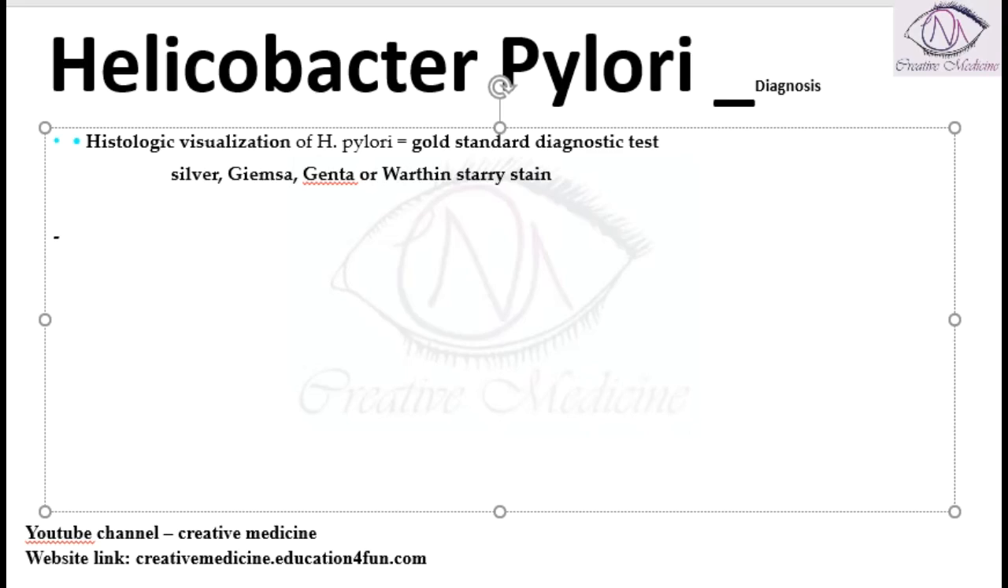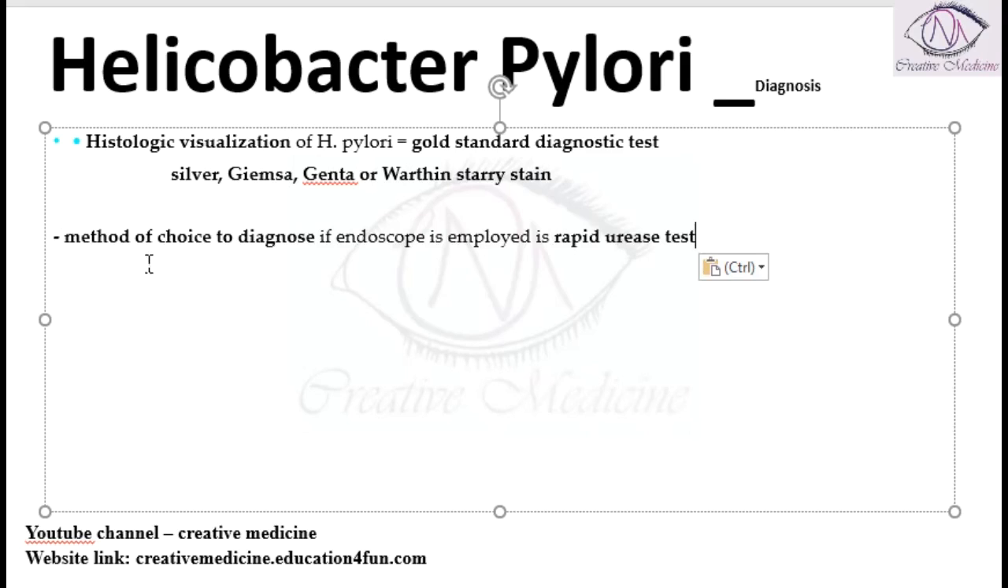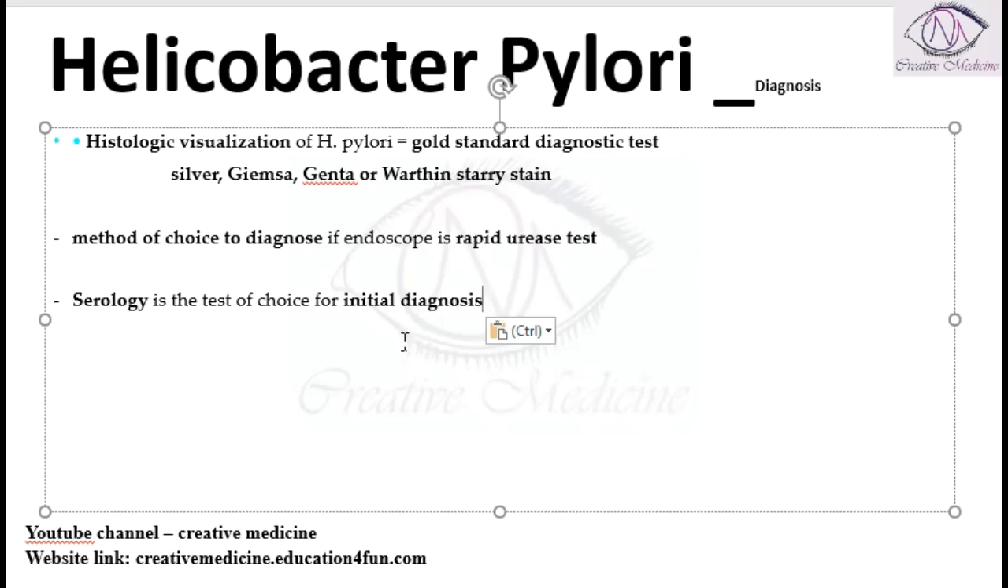But if we have done an endoscopy, then the method of choice is the rapid urease test. Serology is the test of choice for initial diagnosis. For initial diagnosis, the test of choice is serology.